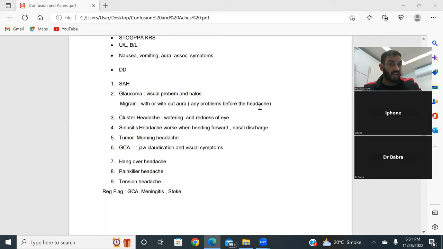There are 3 migraine scenarios, and these very commonly come up in your exam. The most common is menstrual migraine. We'll be discussing that shortly.